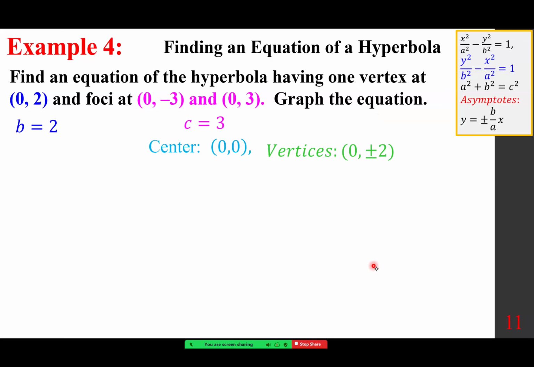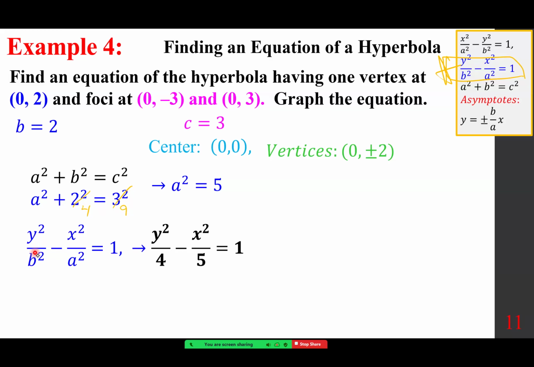Now, we know a squared plus b squared equals c squared. We have the b, we have the c, and a is missing. This is 4, this is 9. So a squared is 5. We are going to use this equation, and we're going to write y squared over b squared minus x squared over a squared equals 1, which results in y squared over 4 minus x squared over 5 equals 1.